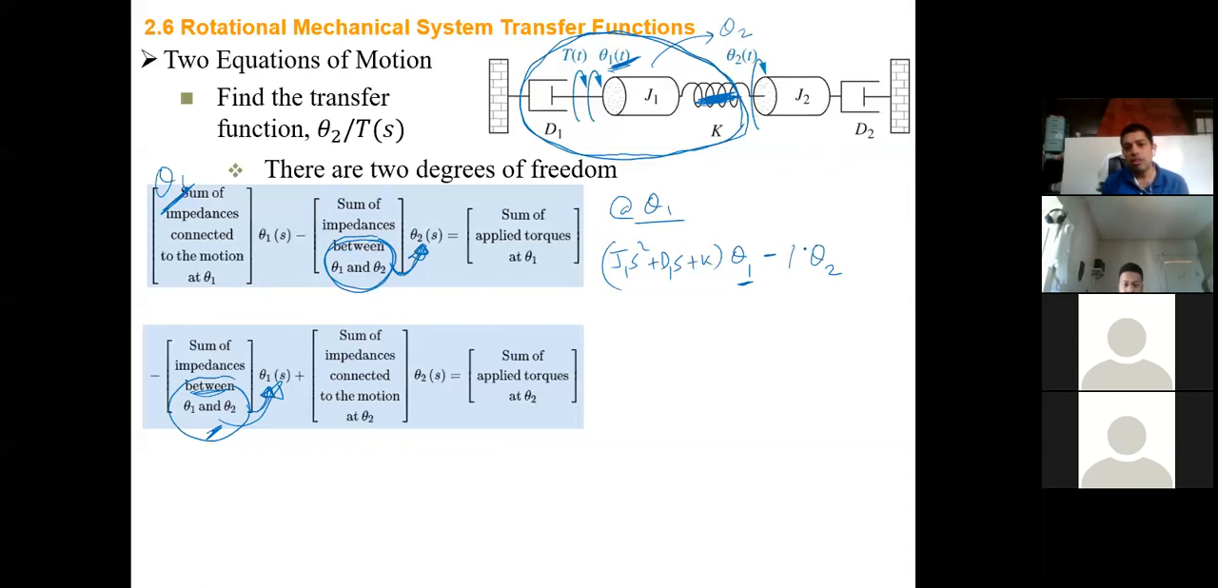Oh, so wouldn't J1 be mixed in with that? No, because between theta 1 and theta 2 there is only one spring, there are no two springs. There is only one spring between theta 1 and theta 2, which is this K. Okay. Does it make sense?